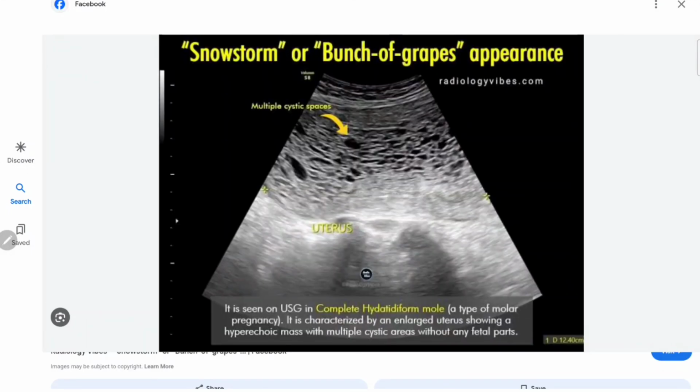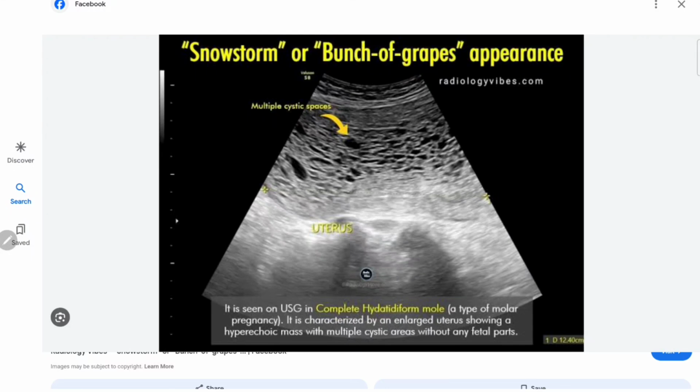Okay, if you look at this, this is an ultrasound showing a hydatidiform mole. So it is a snowstorm. See, look at this ultrasound. How does it look? It looks like a snowstorm or a bunch of grapes appearance. And this snowstorm appearance is seen in the ultrasound of a complete hydatidiform mole.